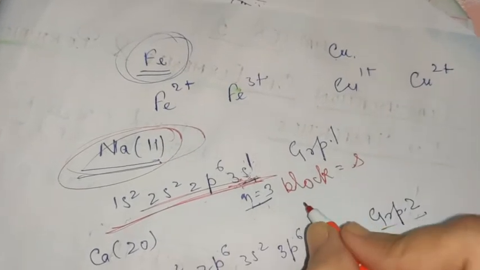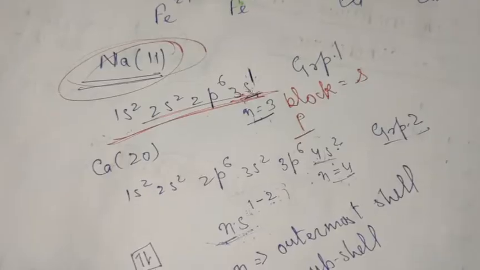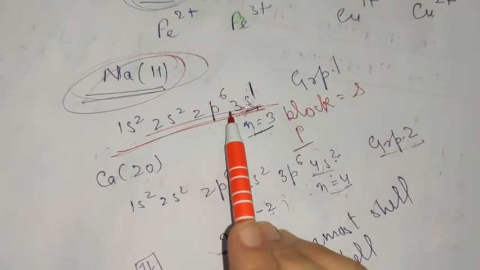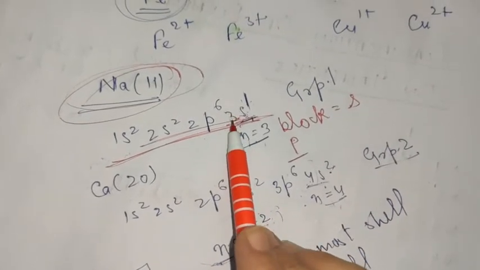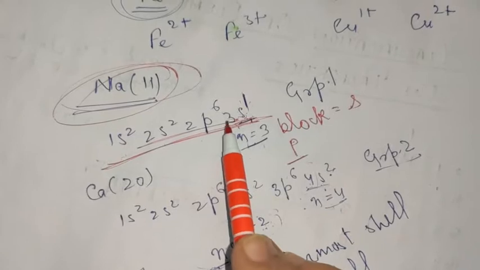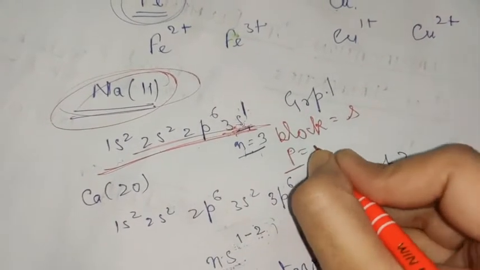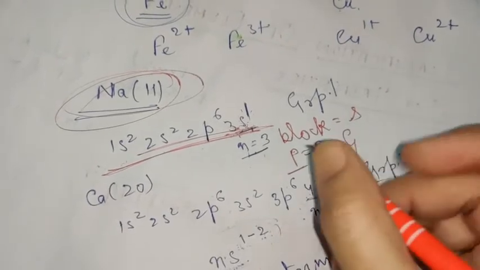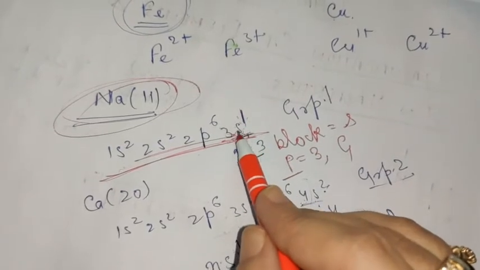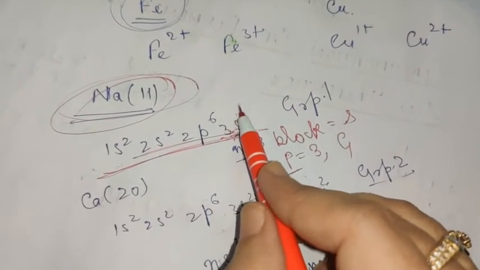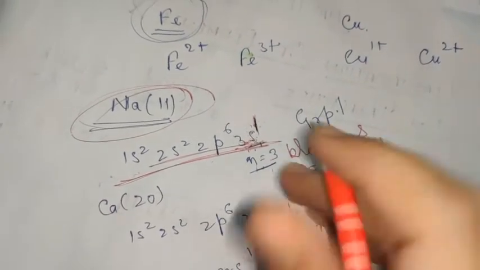Now coming to the period, it is explained by the highest value of n. The highest value of n, that is the outermost shell, in this case is the third shell. So the period becomes 3. Now coming to group, in case of s block, finding the group is the most simple. The number of electrons associated with this ns is 1, so the group is 1. I hope it is clear.